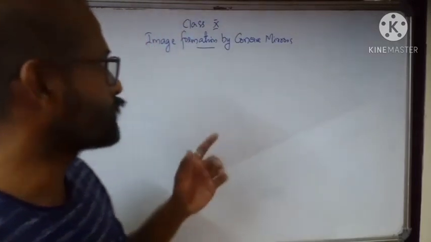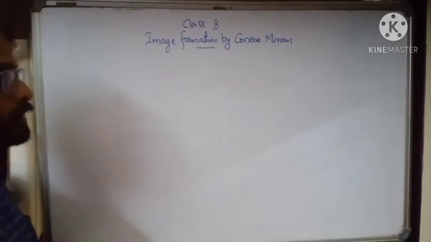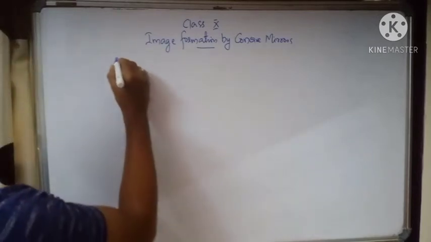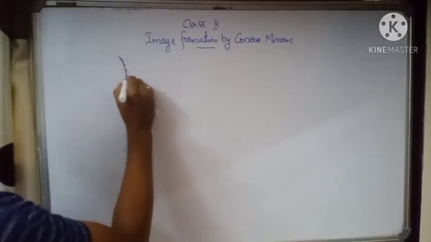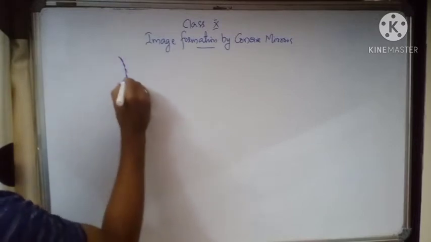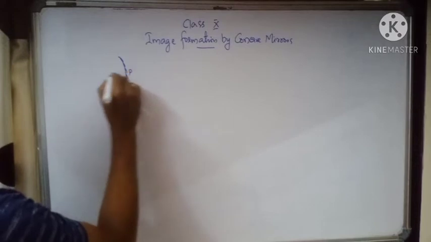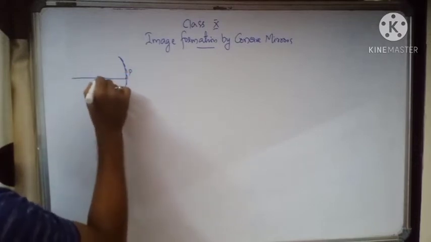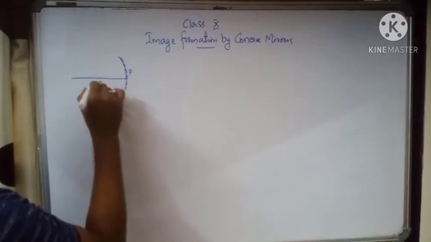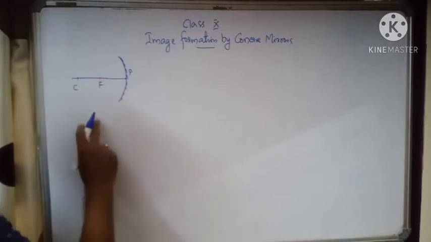Okay. Now we'll start with the object at infinity. Suppose we have a concave mirror. Just draw the shape of a concave mirror. We'll shade this side. So it's a concave mirror. The center of the mirror is called the pole. This is our principal axis. And we can mark the focus and center of curvature. See, we have an object at infinity.